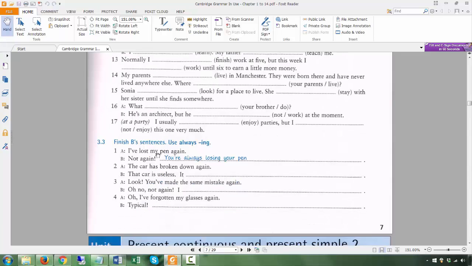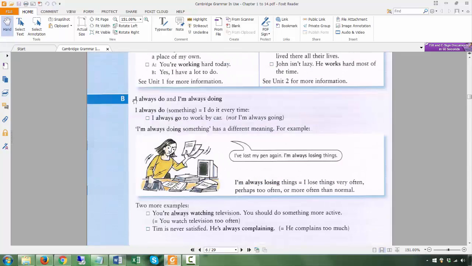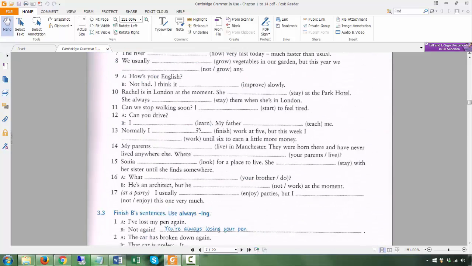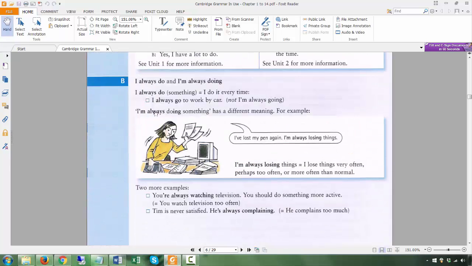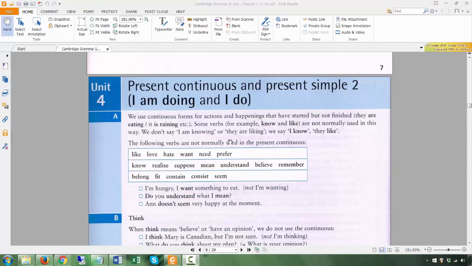And lastly, this is based, as I mentioned, on this special use meaning of present continuous with always. Okay, you need to use always. So always plus verb ing. Just finish this based on the special meaning in B here. Okay, let's go to unit 4 right now. So this is just the second part of distinguishing between present continuous and present simple tense.